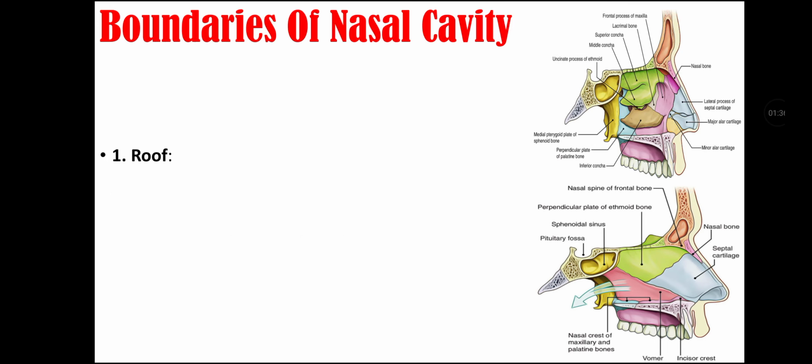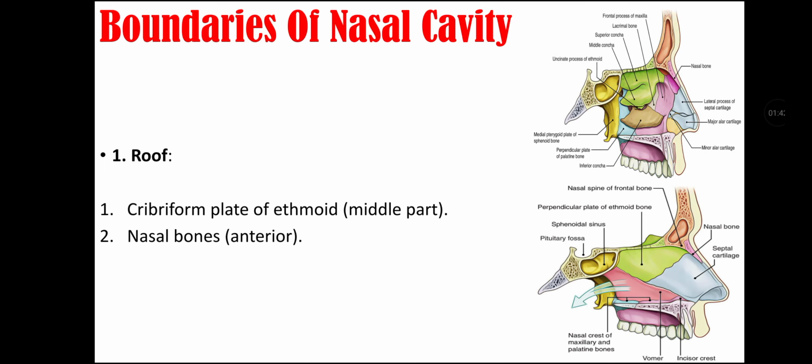So, roof of nasal cavity is formed by cribriform plate of ethmoid bone that forms the middle part of the roof. Then there is nasal bones that form the anterior part of roof, and then there is sphenoid body that forms the posterior part of roof. So overall, we can say roof of nasal cavity is formed by three bones. That includes nasal bones that is present anteriorly. Then there is cribriform plate of ethmoid bone that is present at the middle region, and then there is sphenoid body that forms the posterior region of the roof.